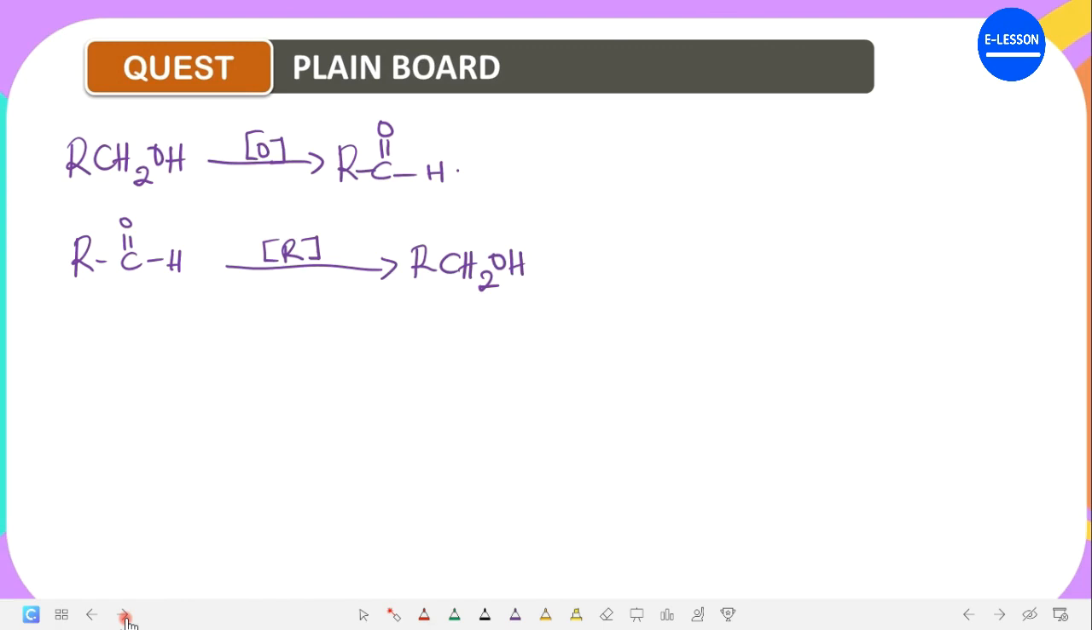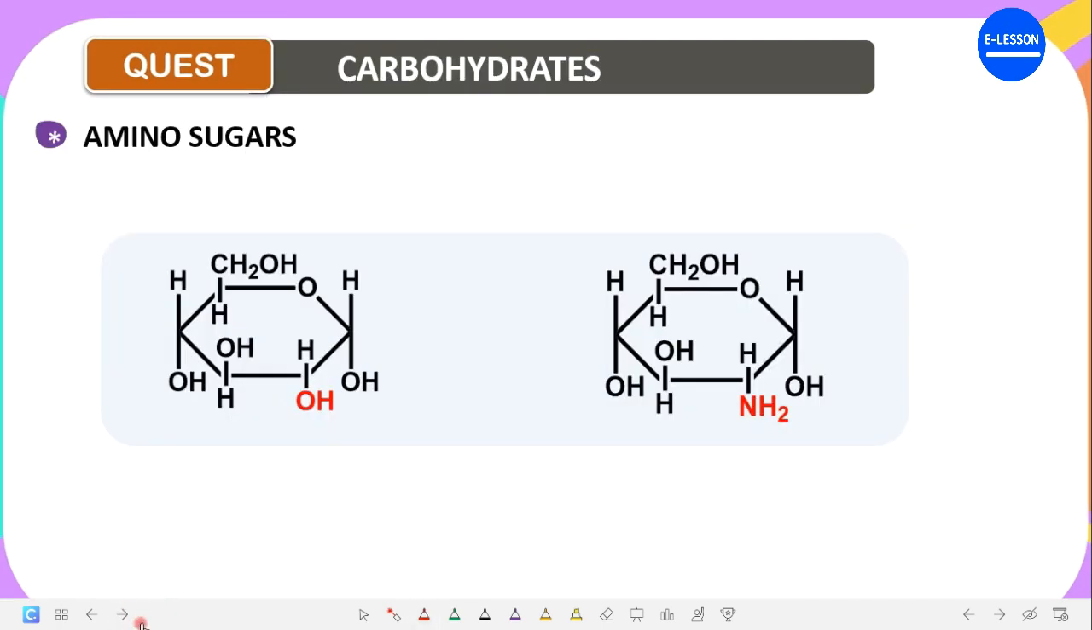Now, let's look at the next one. The next one is amino sugars. Amino sugars are formed when one of the alcohol groups, for instance, you have this OH group here, when this OH group is replaced by an amino group, it forms an amino alcohol.